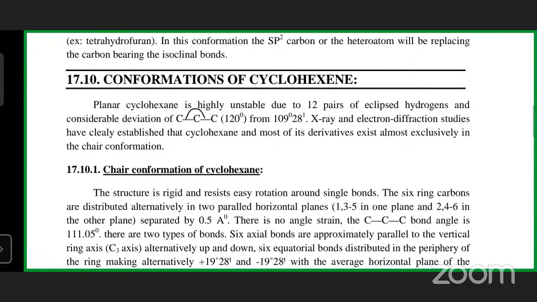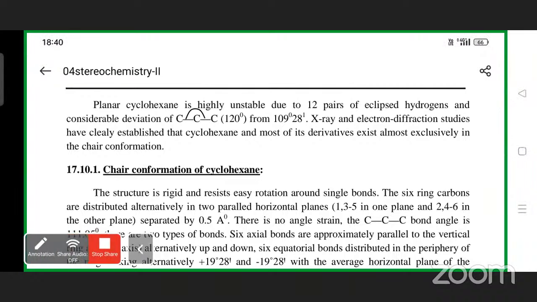We already know that the conformation of cyclic compounds is different from that of acyclic compounds. For acyclic compounds it is very easy to study the conformational analysis, because you can rotate the carbon-carbon single bond and generate a variety of conformations. But in cyclic compounds that facility is not there, because you cannot rotate the carbon-carbon bond. If you rotate that bond, bond breakage will take place. That's why we don't follow that rotation here, and it is generally not possible.